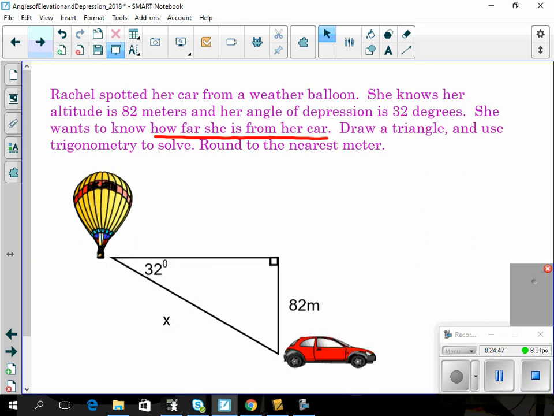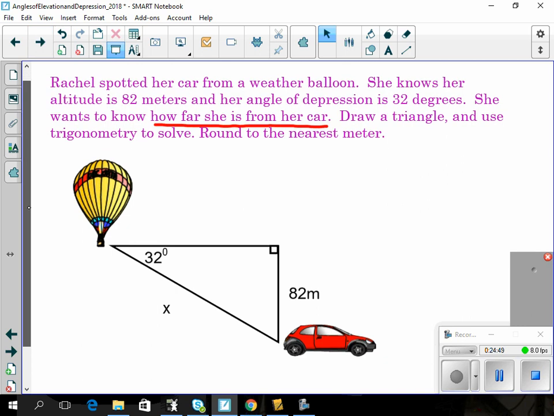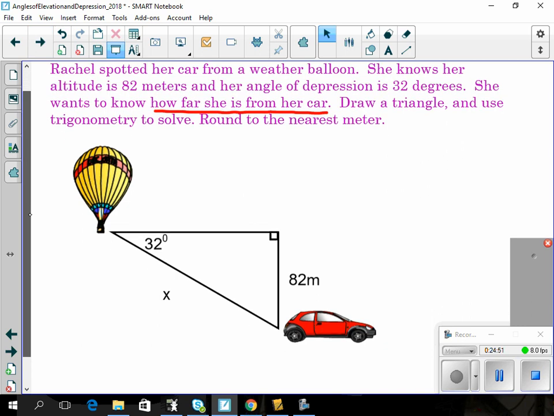Are we okay with why x is where it is? It's kind of like the line of sight, right? How far she can spot her car. She sees her car. It said that in the problem, didn't it? So that is how far she is. If it said, what's the horizontal distance, the x wouldn't be there, would it? So this is the picture.